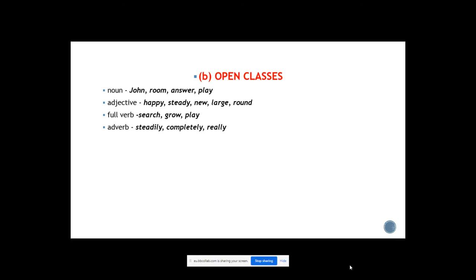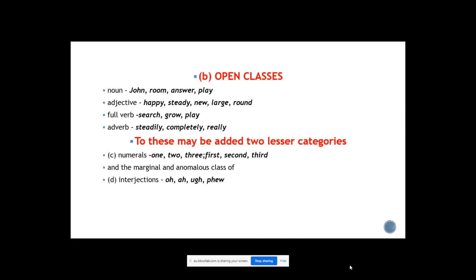We have a lot of words which weren't there in the past, like Schadenfreude, meaning gloating over another's misfortune, which entered the language in 1968. So we have a lot of words which are allowed into the language, and they enter through the open classes. To these may be added two lesser categories, numerals and interjections. So they are placed as different categories.